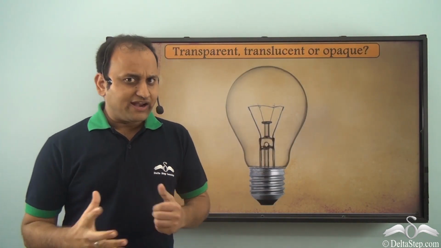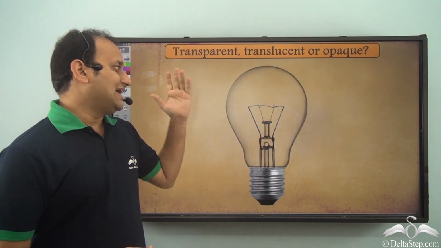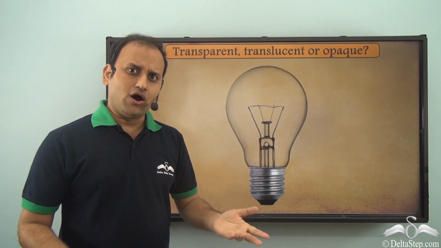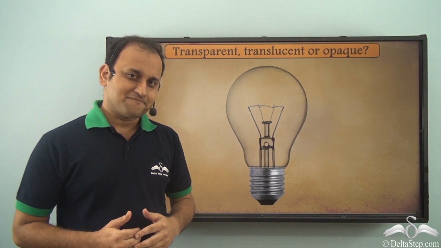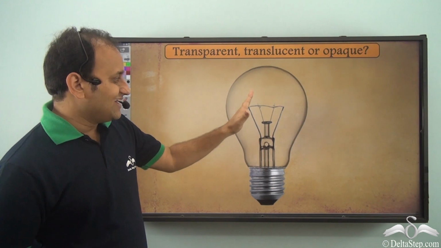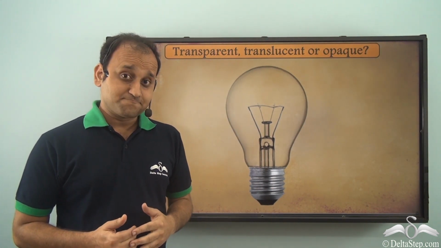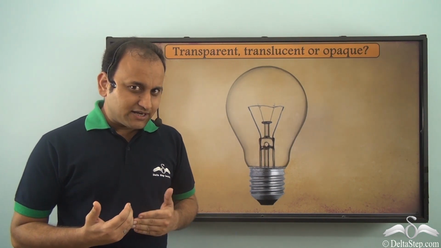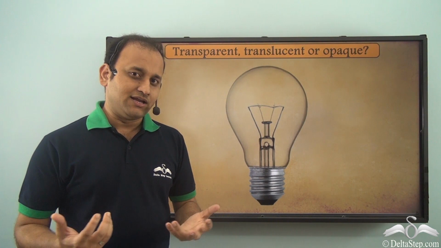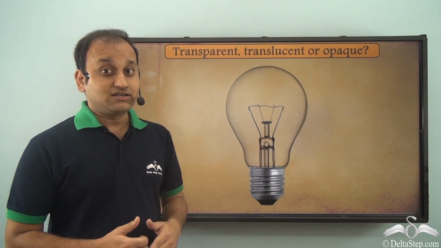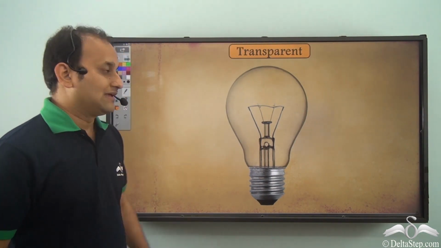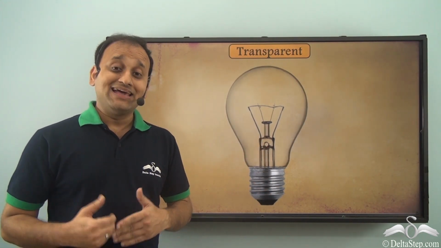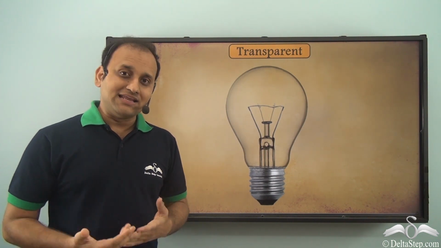So, can you identify what type of object a bulb is? Is it transparent? Is it translucent? Or is it opaque? Well, you can see clearly through a glass bulb, can't you? Definitely you can. And is there any partial visibility? You can see very clearly through a glass bulb. As a result, a glass bulb is a transparent object because it allows light to pass through it, and as a result, you can clearly see through it.